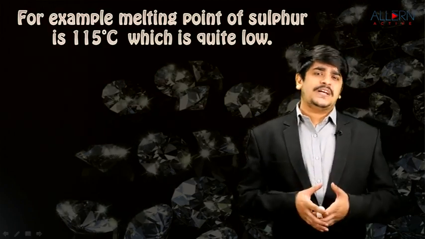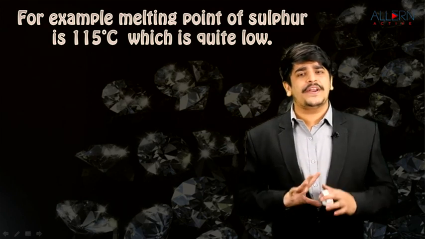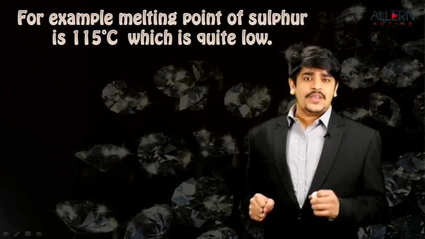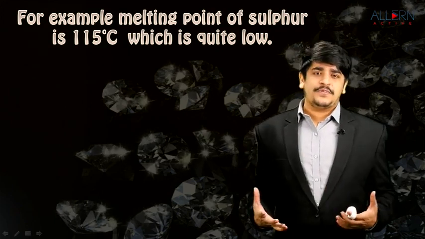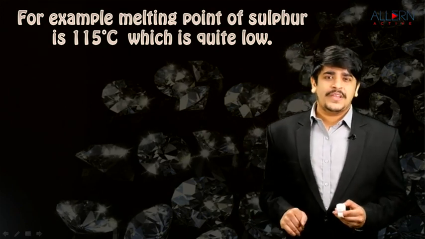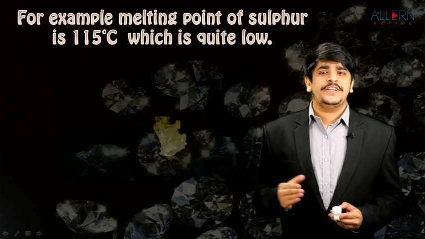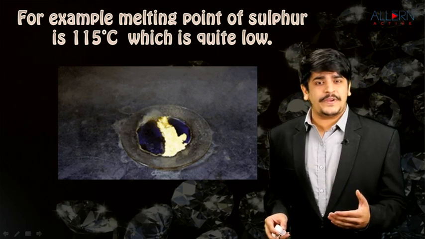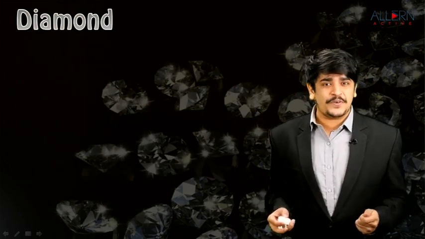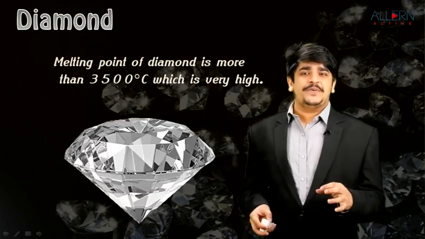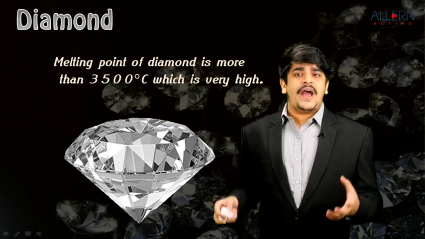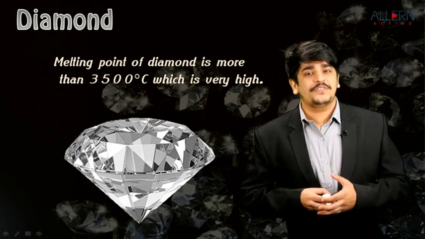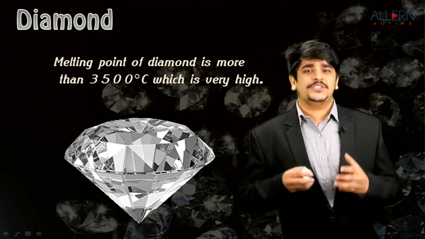As far as sulfur is concerned, its melting point is only 115 degrees Celsius. Now believe me, it's quite low. And that's okay because sulfur at the end of the day is a non-metal. However, if you move to the opposite end of the spectrum, if you want to look at an exception, we have the presence of diamond. Diamond has a high melting point at an approximate temperature of 3500 degrees Celsius.